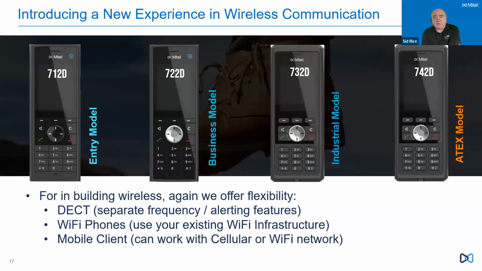For in-building wireless, we have 3 different options. As Ed mentioned earlier, we're number 1 worldwide in DECT. So these are our DECT phones. DECT is a different frequency, which sometimes becomes important if I have interference on the Wi-Fi spectrum, but they also have some additional features. These phones have a button on them that I could use to trigger an alert. So let's say I'm a school safety officer and I want to trigger an alert. I can press the button on the phone and it can trigger the alert.